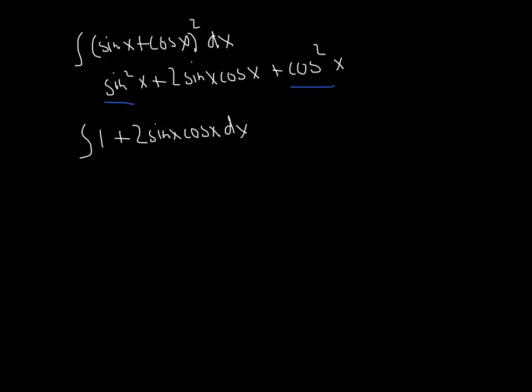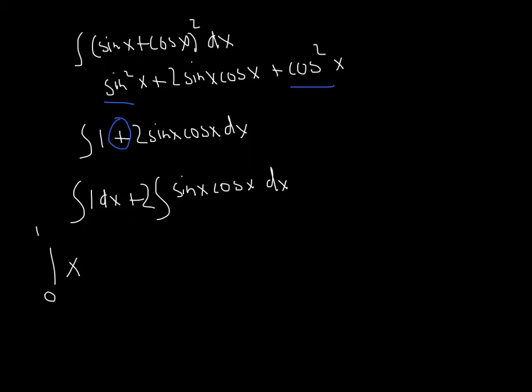All right, and so we want to break this up, and when you see this plus sign in between two functions, you can use the property of integrals where you can break it up into two different integrals. So this is going to be the integral of 1 dx plus the integral of, and I'm going to pull the 2 out, sine of x cosine x dx. All right, so the integral of 1 is simply x. And that's going to be evaluated from 0 to pi over 3.